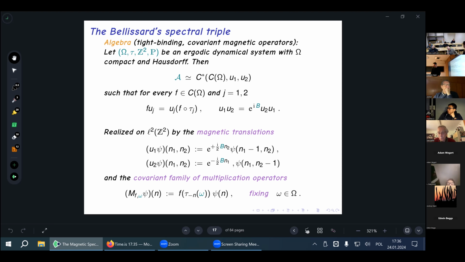Yes, it's on the lattice. I'm on the lattice because on the lattice it is simple. If you go around a small square, from this relation you will just obtain e to the iB times the identity operator, which measures the magnetic flux around the unit cell. But I'm not talking about this abstract relation, I'm talking about these translations. You see, this translation realizes this one.